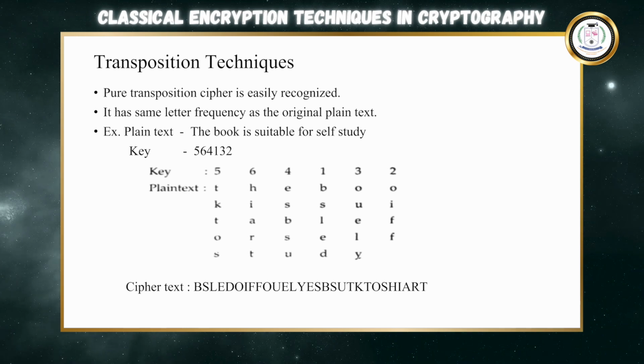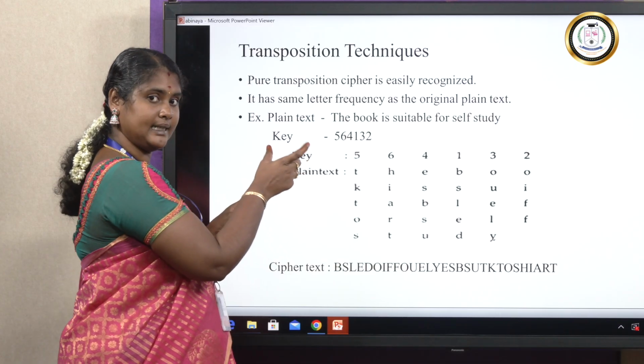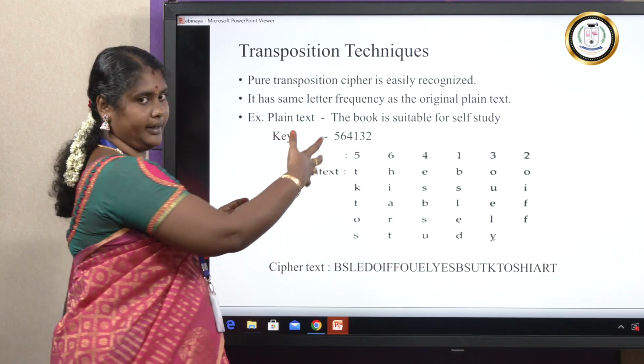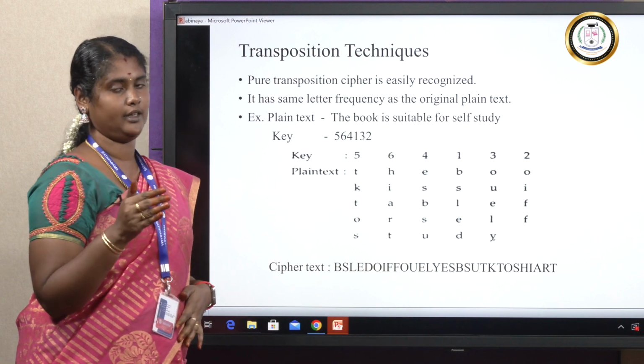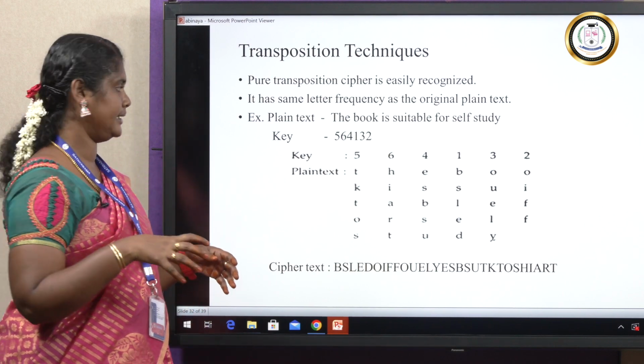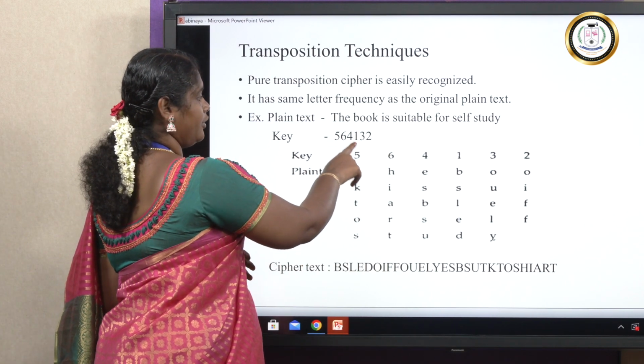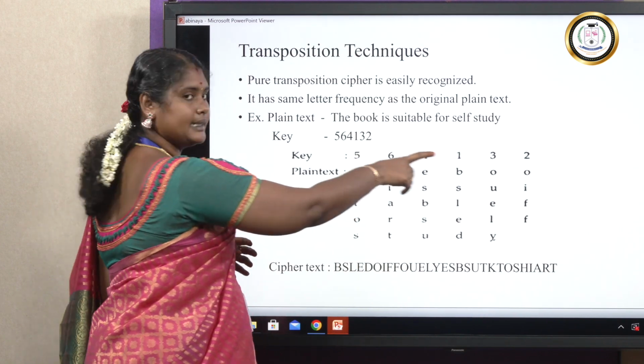So this is also another model. First here we are having a number. I am going to represent the key as, you can give any number like 5, 6, but it should be in order, then only it is easy for you to take the data. So 5, 6, 4, 1, 3, 2. So this is my number, that is my key.